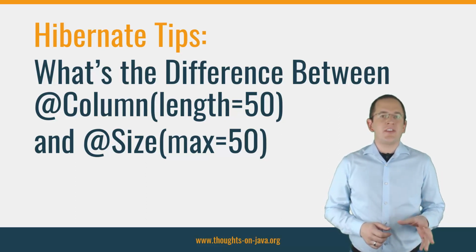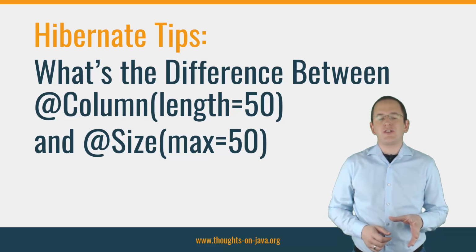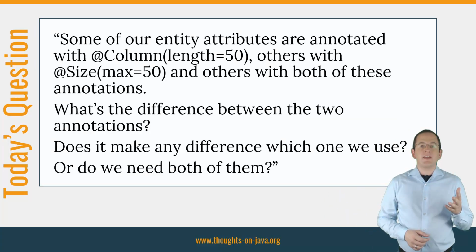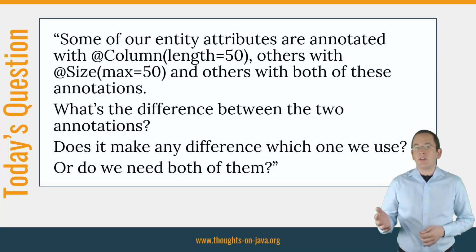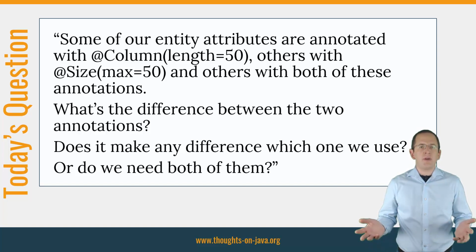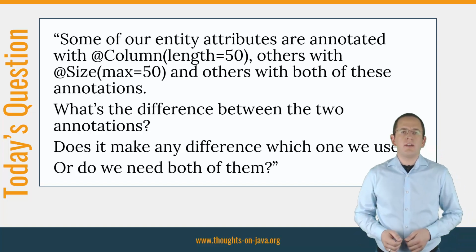Okay, now that this is done, let's get back to today's question. I was asked, some of our entity attributes are annotated with a column annotation with length 50, others with a size annotation with max 50, and others with both of them. What's the difference between the two annotations? Does it make any difference which one we use, or do we need both of them?